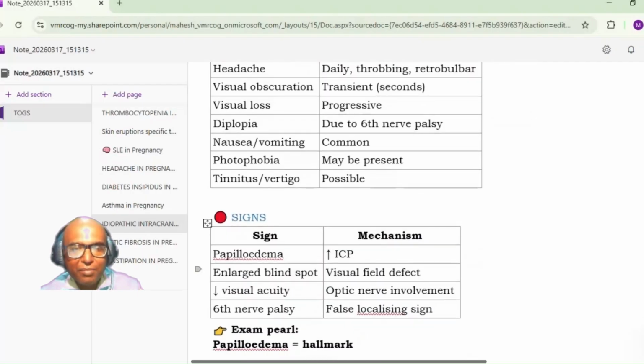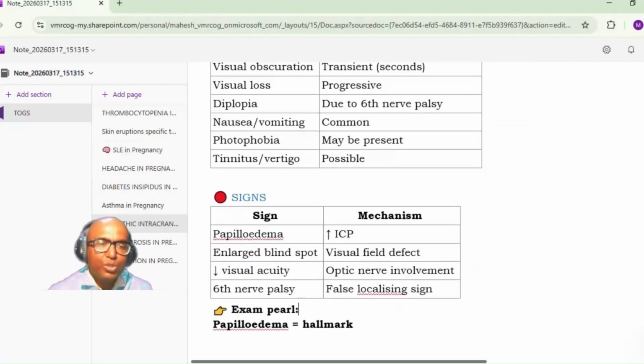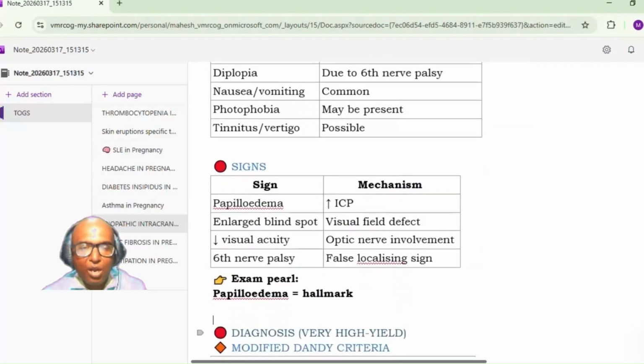Papilloedema is because of the increase in intracranial pressure. An enlarged blind spot can lead to visual field defect. There is decreased visual acuity because of the optic nerve involvement, and sixth nerve palsy is a false localizing sign. So sometimes this sixth nerve palsy can also be given in the scenario; then think of this IIH. Papilloedema is the hallmark.